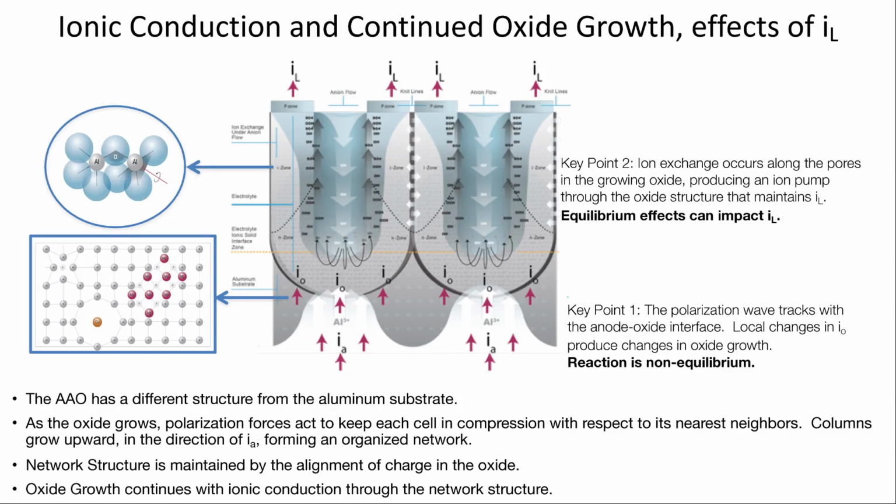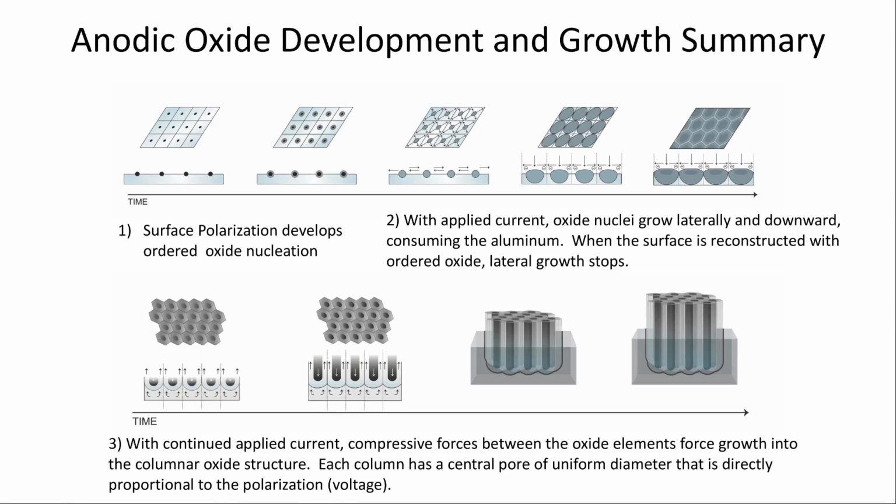But because of the forces generated during surface reconstruction and as we continue to apply the current density, those compressive forces are maintained and the columns grow upward in the direction of the applied current. This is how we form the organized network. The network structure is maintained by the alignment of charge in the oxide, and the oxide growth continues with ionic conduction through the holes in the network structure, but also along the pore. Here is a summary slide that you can refer to later that gives you the steps succinctly with a modicum of explanation.